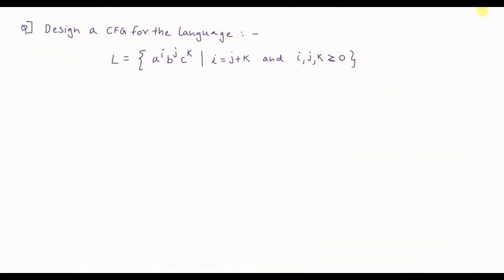We are asked to design a context free grammar for the language a raised to i, b raised to j, c raised to k, such that i is equal to j plus k, and i, j and k, their values can be either greater than or equal to 0. Now, a few things before we actually start.